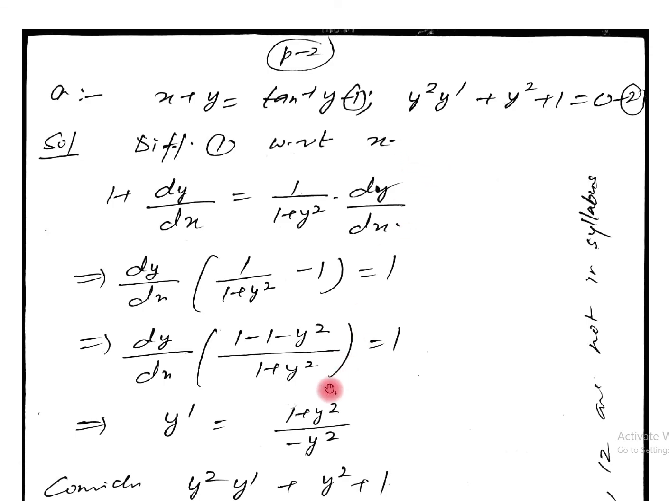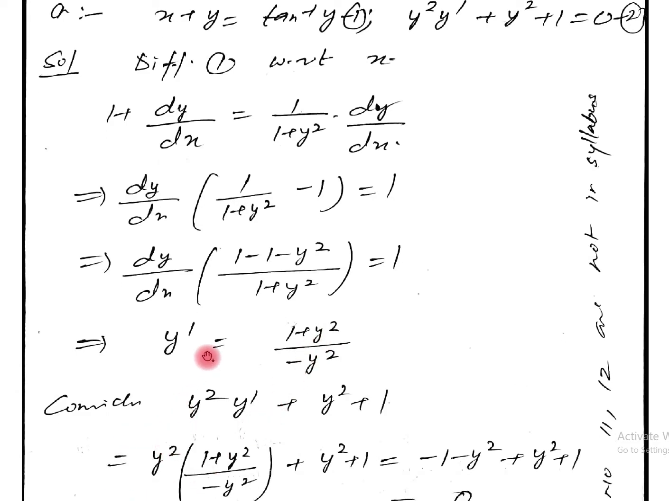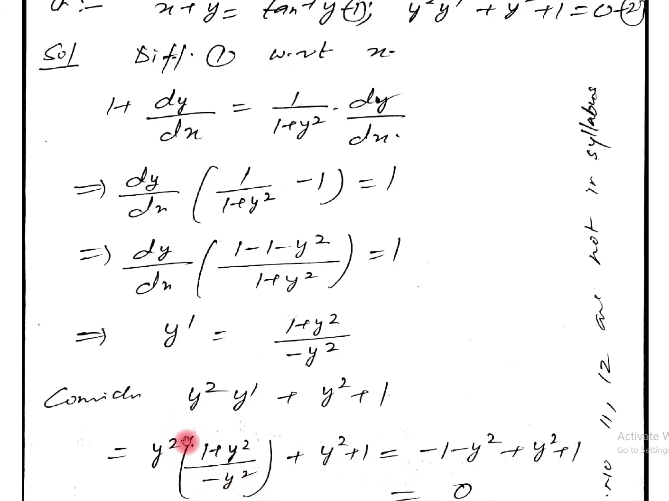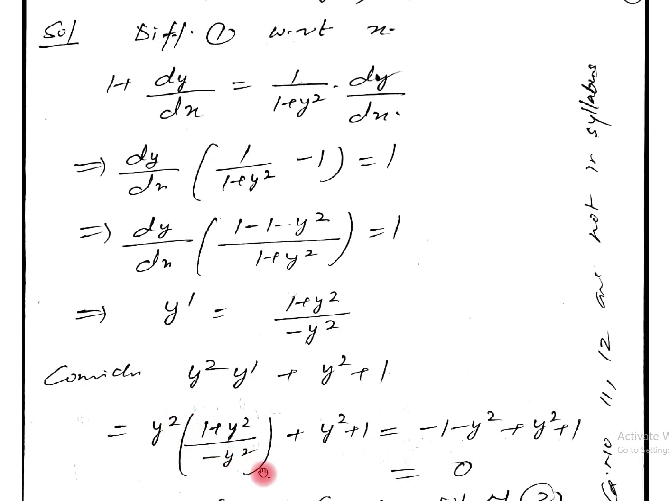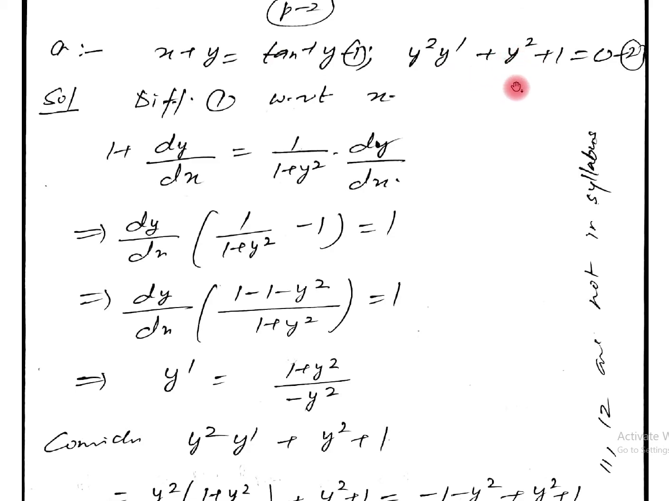Now putting all the values in the given differential equation, we are getting y square as it is, putting the value of y dash here, plus y square plus 1. So when we put this value and simplify, these terms will be cancelled out and we are getting the right hand side equal to 0, and that is our right hand side. So we can say this is the solution of this.